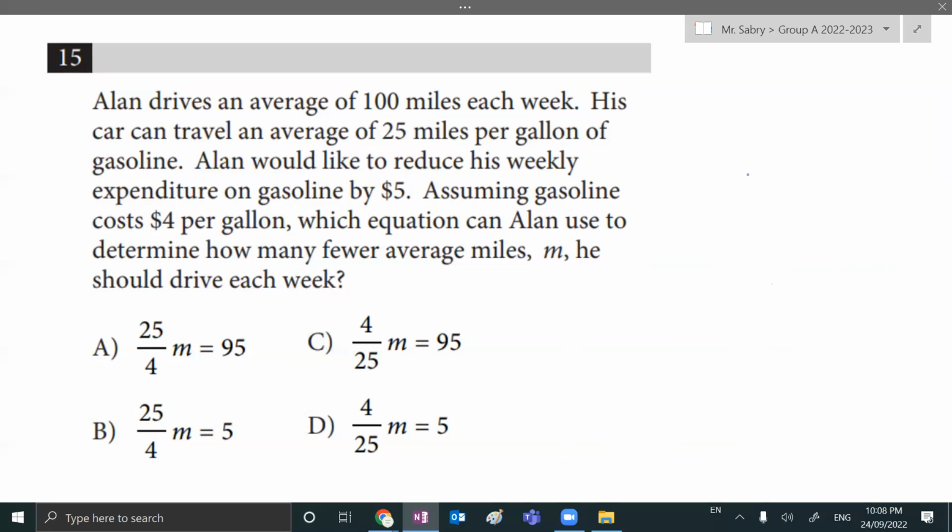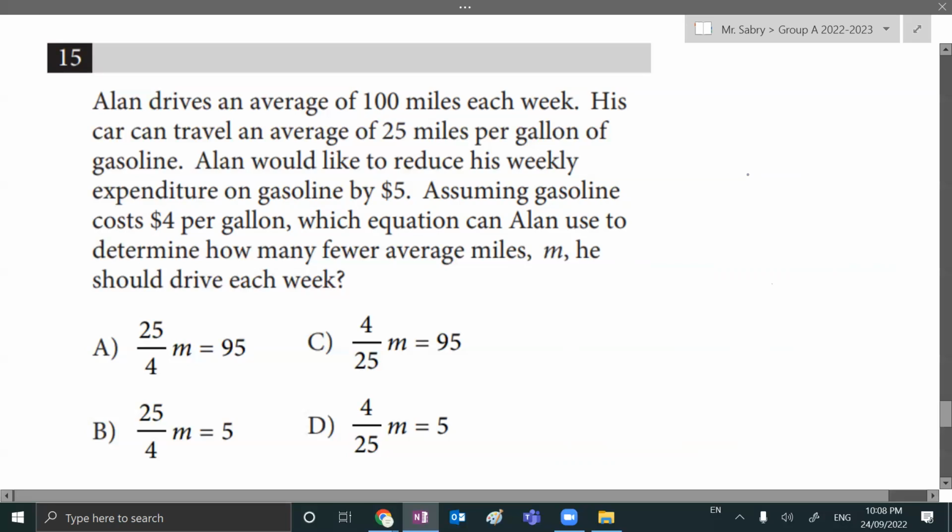Again, I want to reduce the number of miles that I'm driving by a specific amount. That amount would be equivalent to $5. So I need to know first how much each mile costs. If the 25 miles per 1 gallon are done, which means the 25 miles cost $4. So the 1 mile would cost 1 times 4 over 25.